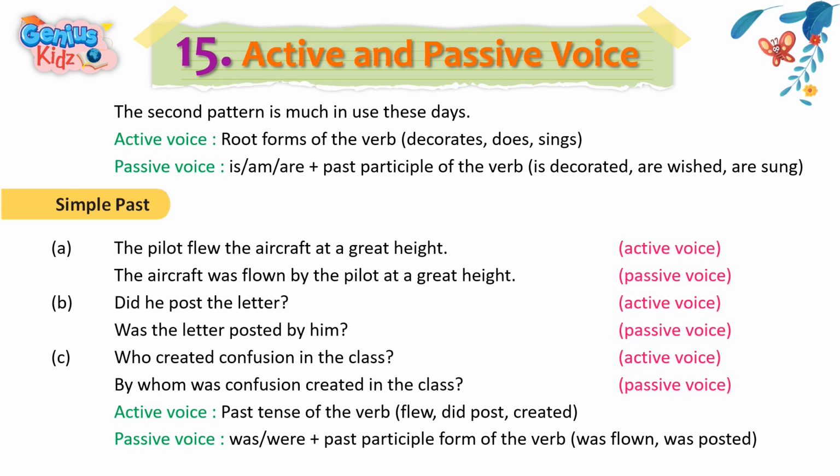Active voice: past tense of the verb: flew, did post, created. Passive voice: was, were plus the past participle form of the verb: was flown, was posted.